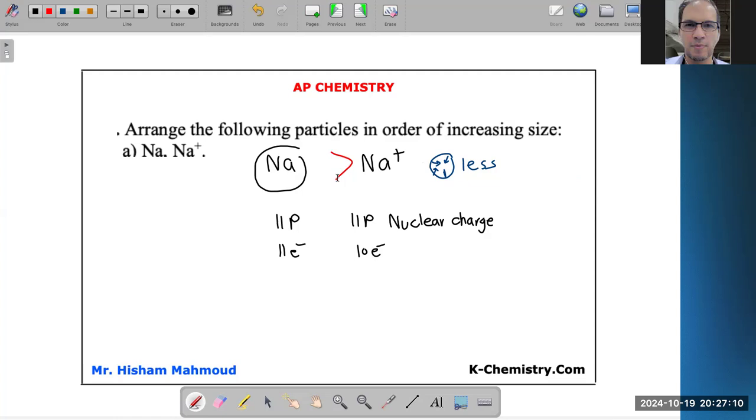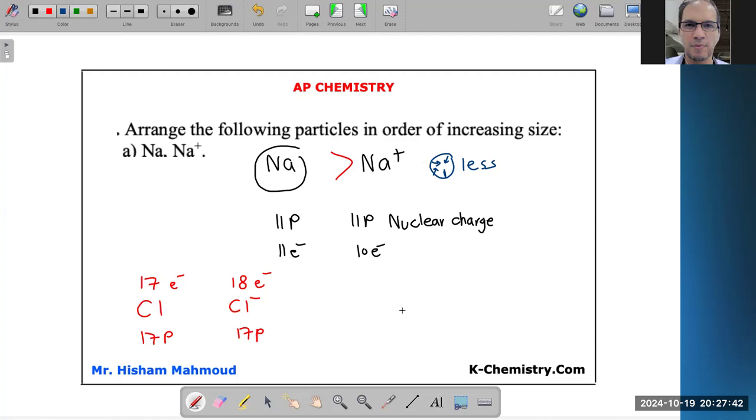Okay, what about Cl and Cl minus, Abdullah? Let's see. Cl and Cl minus. Here I have 17 electrons, and here I have how many electrons? 18. And 17 protons and 17 protons. So where is the attraction more, Abdullah? 17 electrons or 18 electrons? Which one has more attraction? Can 17 protons attract the 17 electrons more easily, or the 18? The 17.